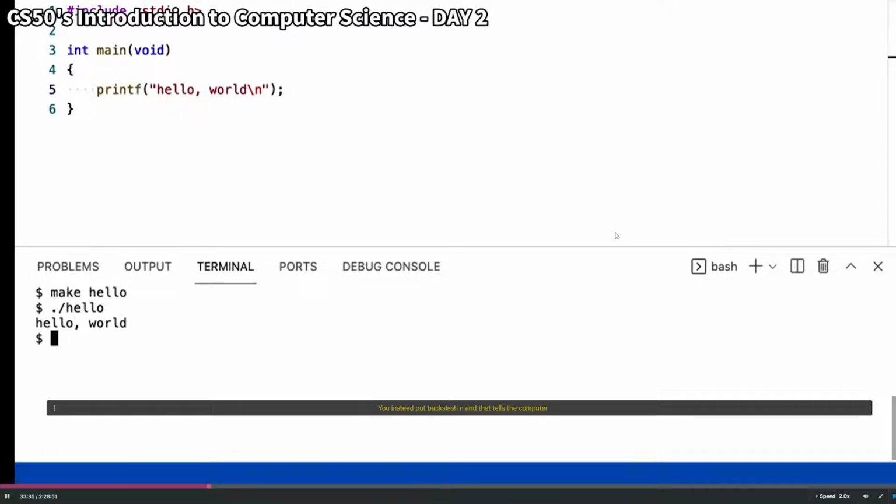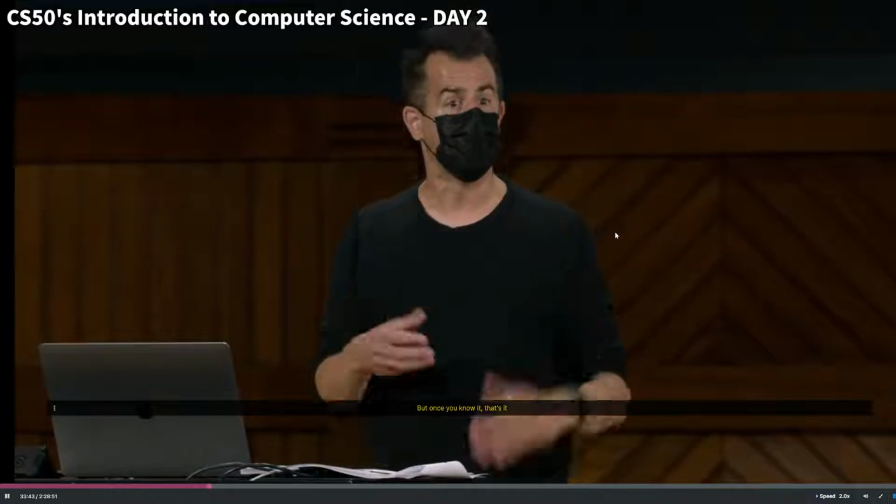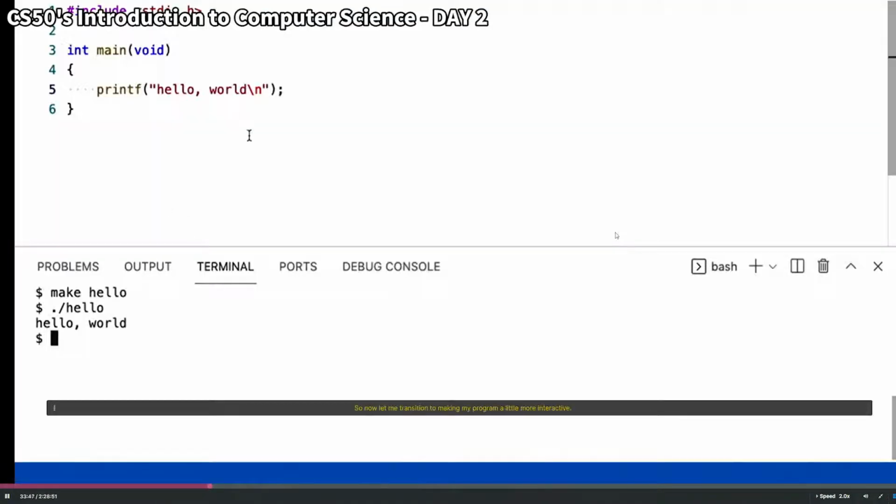You instead put \n, and that tells the computer to move the cursor to the new line. So again, kind of cryptic, but once you know it, that's it. It's just another word in our vocabulary. So now let me transition to making my program a little more interactive.